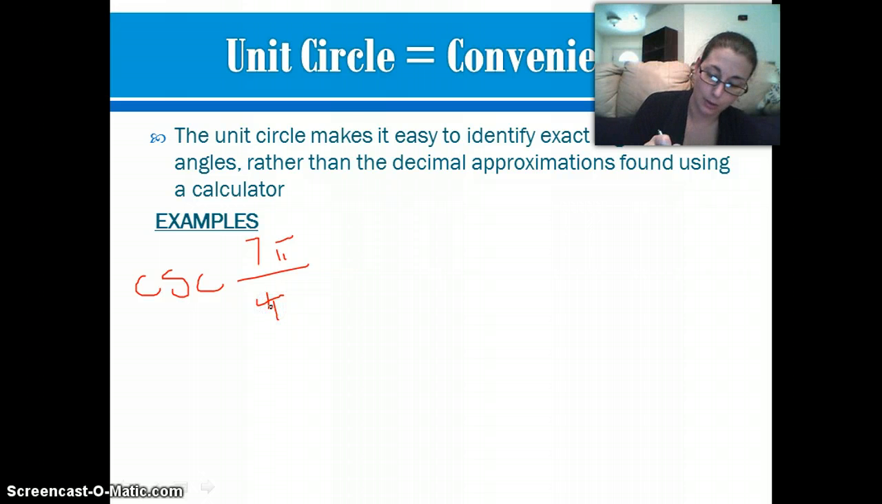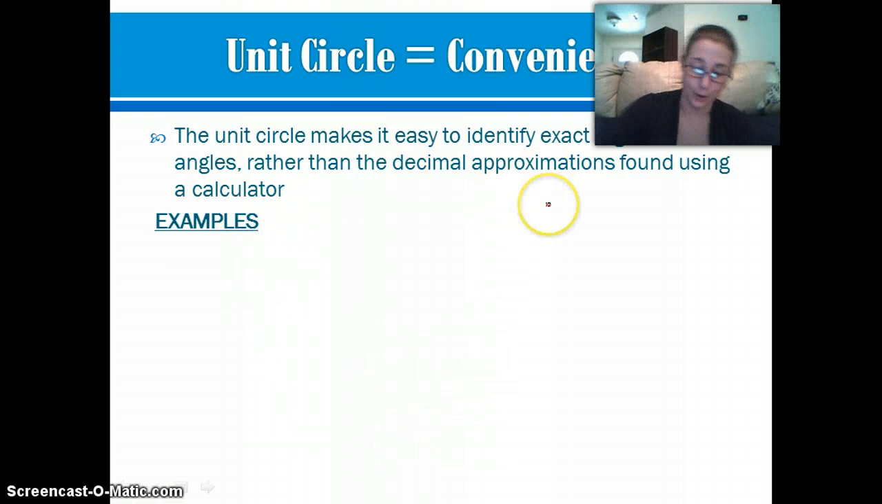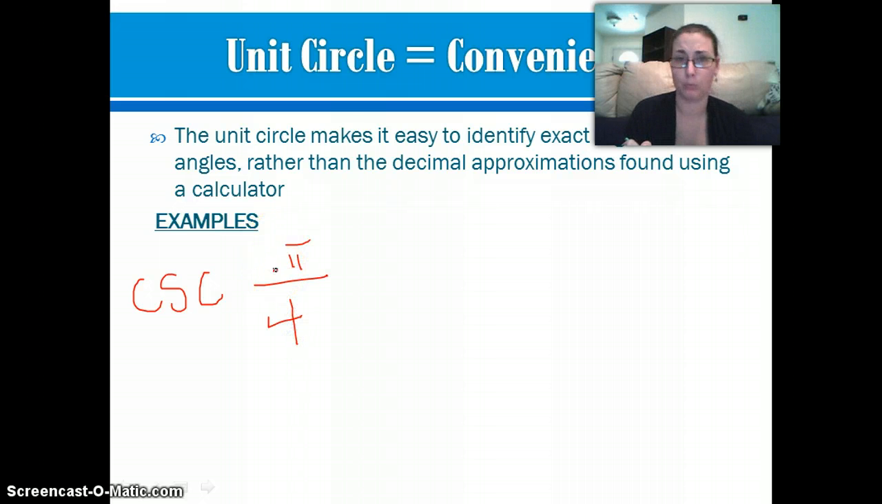I've really got to get better at writing this stuff. Let me try that again. Okay, one more time. Cosecant of 7 pi over 4. Where is my 7? There we go, 3 times the charm.